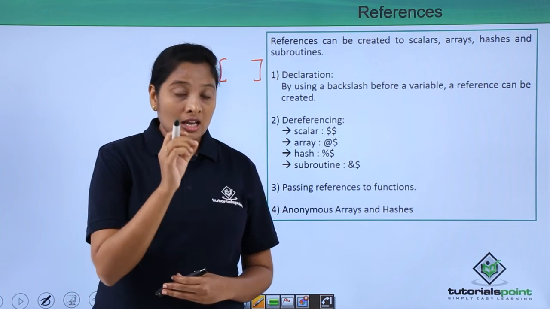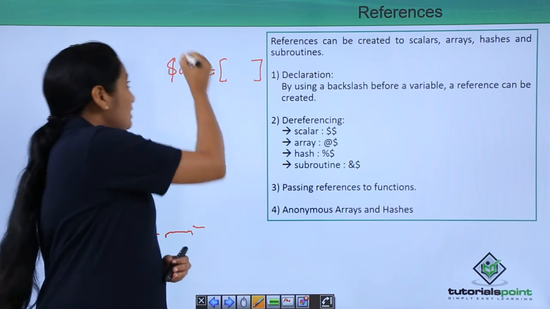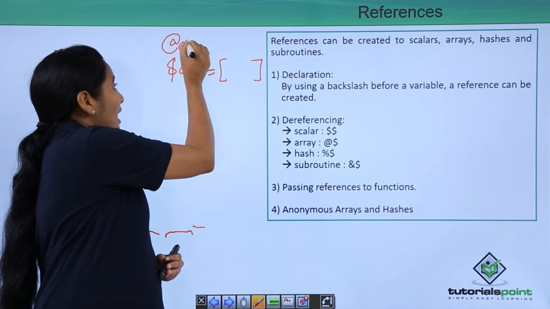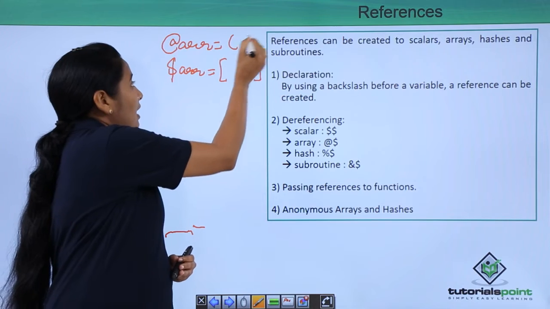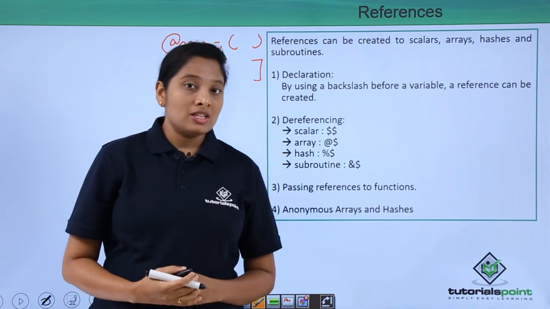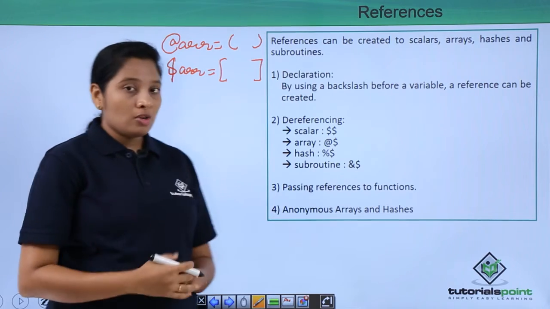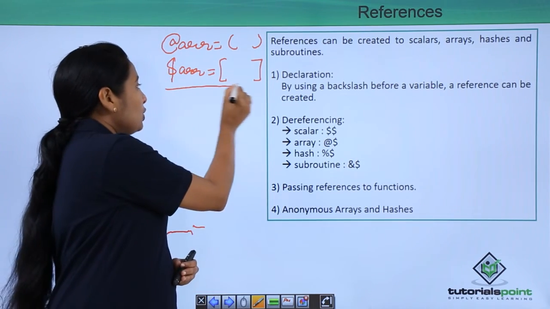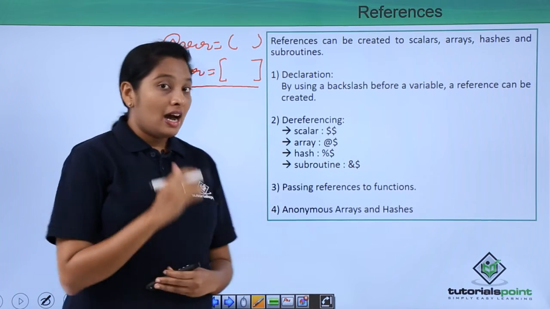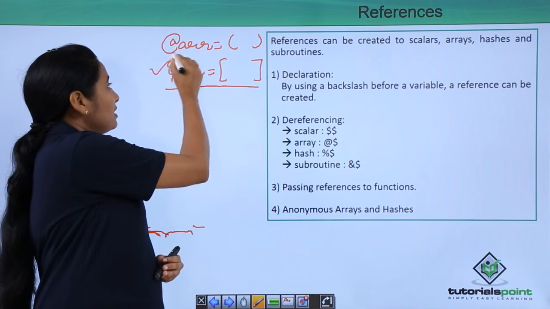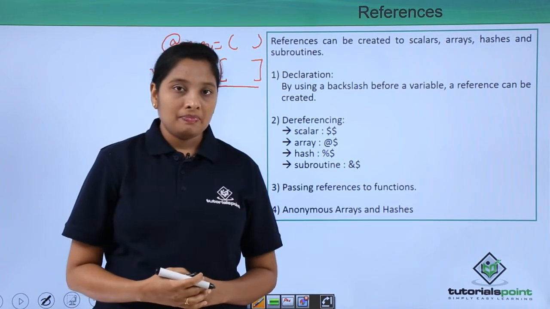If you create a simple array, you write the array name and enclose all the values in parentheses. But if you want to create an anonymous array, this is the way to create it. That means a reference is already saved in this scalar.